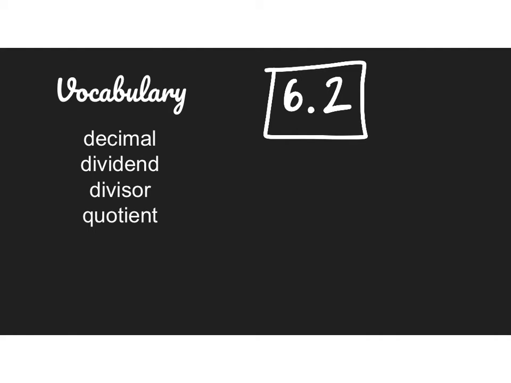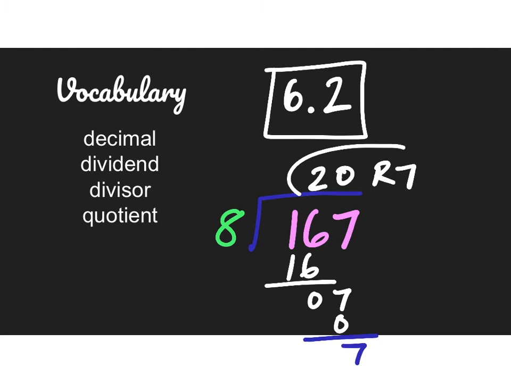When we talk about dividend, dividend is the number that we are dividing. So let's say we're dividing up 167. And the divisor would be the number that we're dividing by. Let's say we're dividing by 8. A quotient would be the answer that we get to our division problem. So in this case, my quotient would be 20 with a remainder of 7.